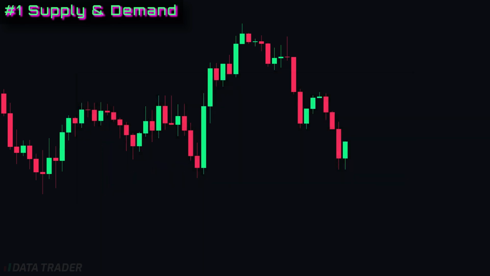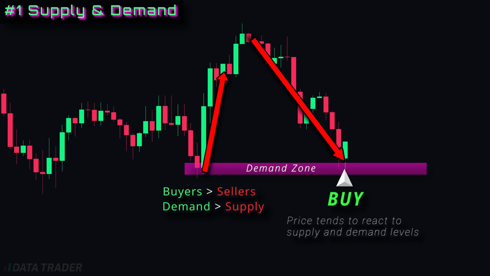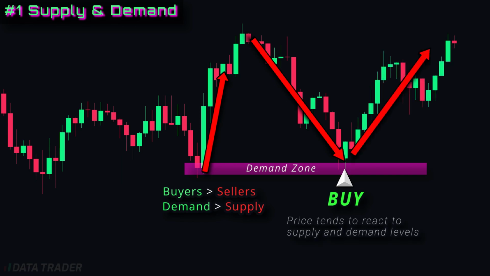Here's one example. So in this chart, we can see here that the price pushed upwards, indicating that there are more buyers than sellers at this level, meaning the demand at this level exceeds supply, which is why the price went up. And so because of that, we can actually draw a demand zone at this level, right before the price went up. Next, as the price approaches the demand level once again, supply and demand traders can use this same key level as a possible buy entry, because price tends to react to these supply and demand levels. And so if the price were to rebound upwards after hitting the level, they would have made a profit. This is just one example on how traders could capitalize on the supply and demand zones.